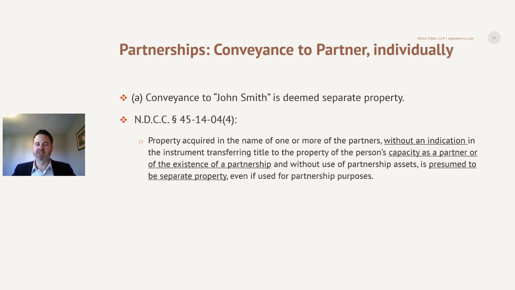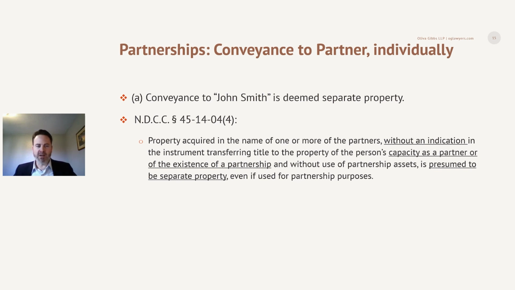So first, the conveyance to John Smith. Section 45-1404 provides that property acquired in the name of one or more of the partners without an indication in the instrument transferring title to the property of the person's capacity as a partner or the existence of a partnership will be presumed to be separate property.